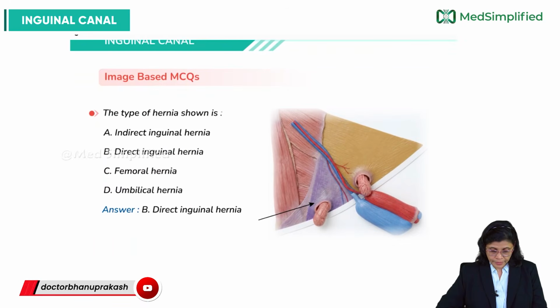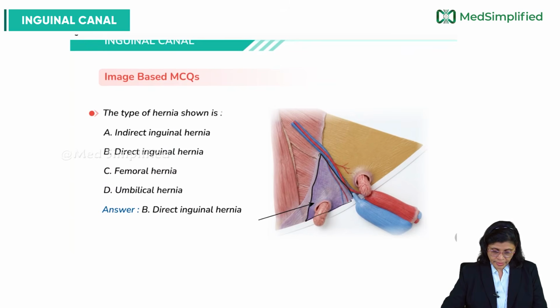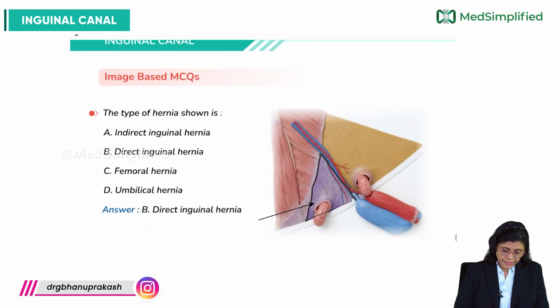The type of hernia. So we have the Hesselbach's triangle here. This is the Hesselbach's triangle. So what type of hernia is it? It is the direct inguinal hernia.